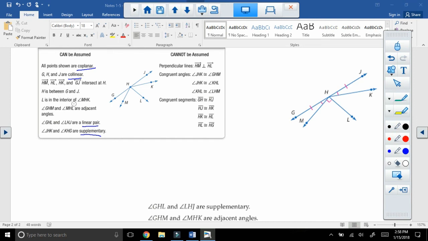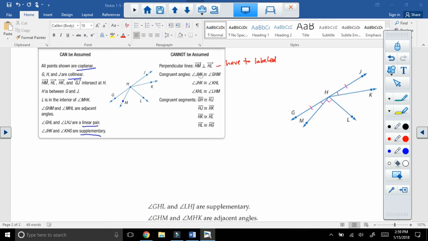We can also assume things are in between or in the interior. Things don't have to be drawn to scale, but if they put this point M here, it's going to be someplace on the interior around here. It can't be over on this side of that ray. Things that you cannot assume, this is probably the bigger thing: you cannot assume that things are perpendicular. They have to be labeled either in the directions or, like over here, with that little box. If that's not there, you cannot assume that would be 90 degrees, even if it looks like it.